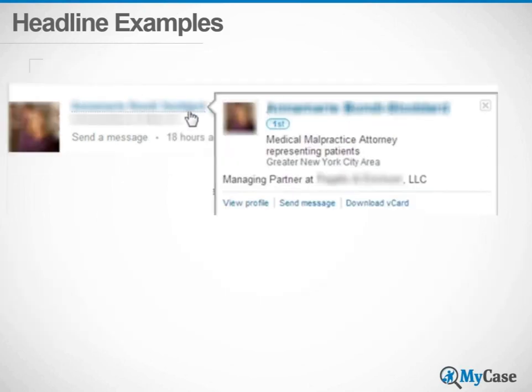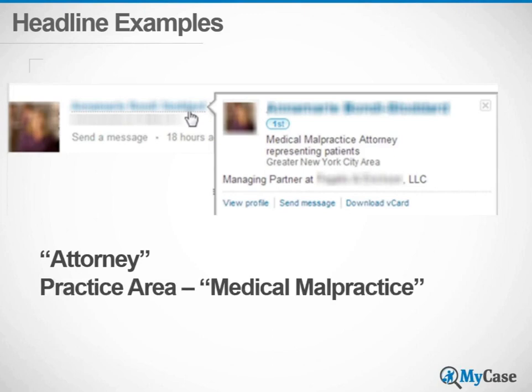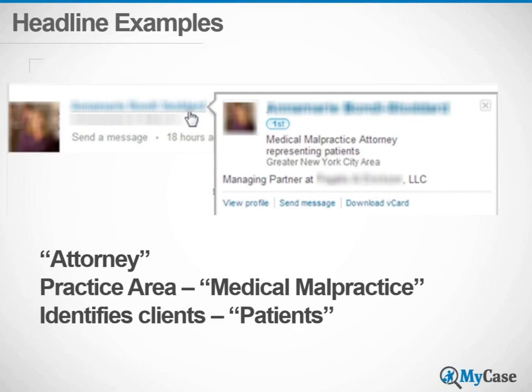But this is a third example of a headline. This one says medical malpractice attorney representing patients. So what does this one have in their professional headline that would be helpful? Well, it says that she's an attorney. It also identifies her practice area, and it identifies who her clients are.